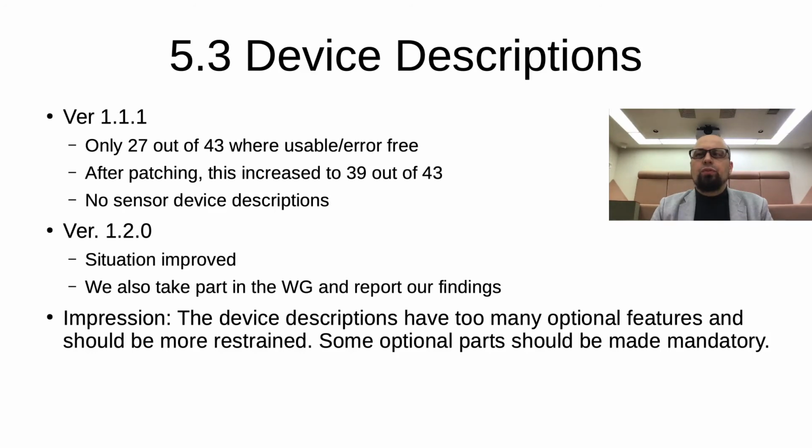Here are a few notes regarding the device descriptions. In release version 1.1.1, only 27 out of 43 device descriptions were error-free, but after patching them, this number increased to 39. However, no sensor device descriptions are present. This situation improved with version 1.2, and we also now participate in the relevant working group, reporting our findings. My impression is that device descriptions have too many optional features right now, and that they should be more restrained.